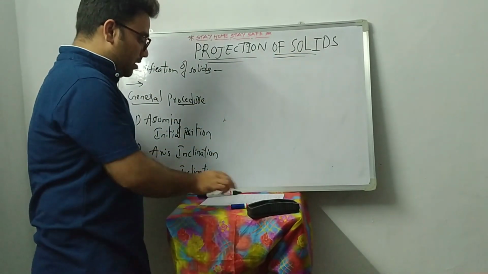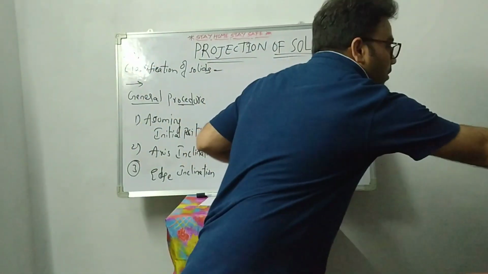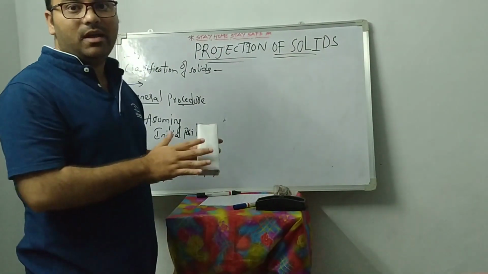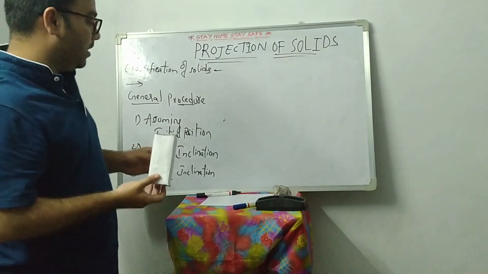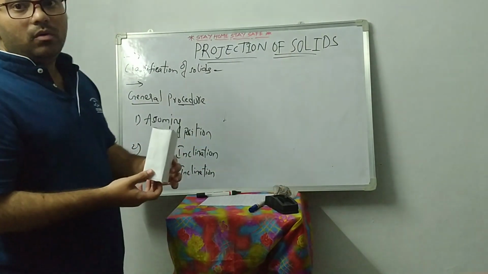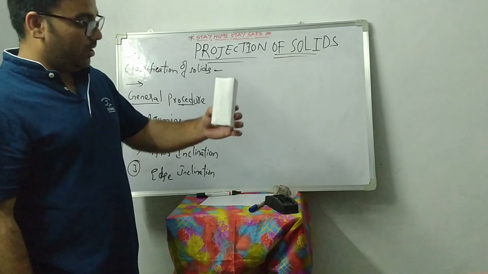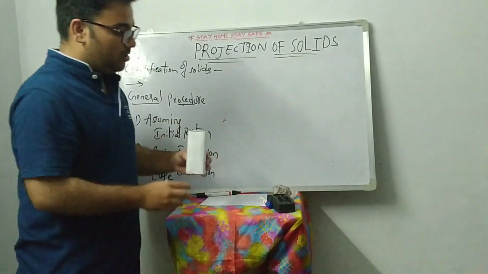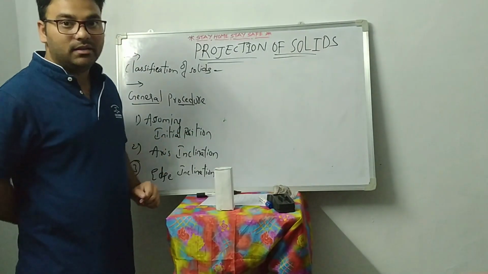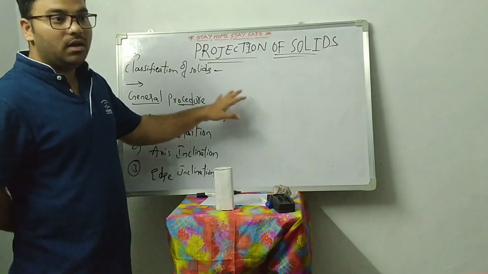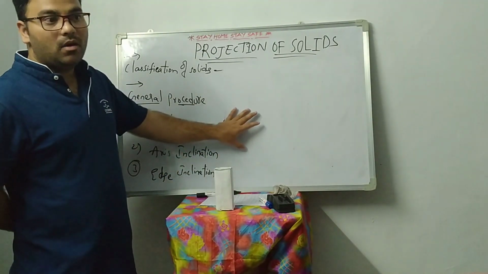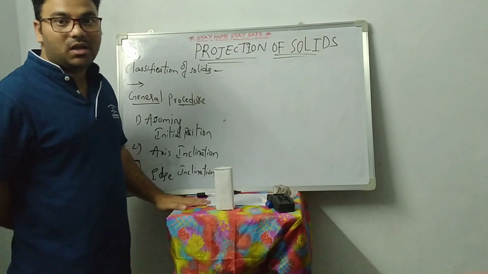So first take the solid. I am taking again the square prism to explain. Now see the position of the solid. This is the position of the solid, like this. I kept the solid like this. So consider this board, whatever the board is, a vertical plane and this table is considered as a horizontal plane.